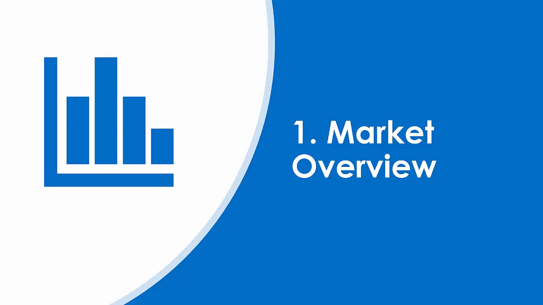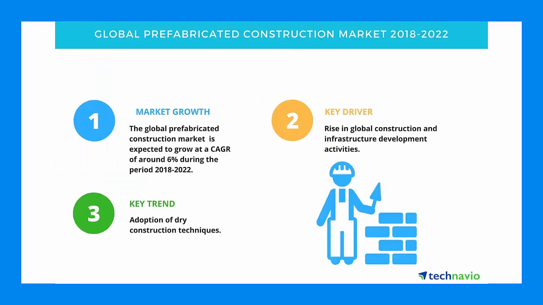Okay, so let's start with this market overview. Here we're looking at the global perspective, and these are just some key points to take away from the market in a global sense. Looking at growth figures in the first point here, you can see the global prefabricated construction market is expected to grow at a compound annual growth rate of around 6% during the period 2018 to 2022. So that's quite a healthy compound annual growth rate for a 4-year period. So it's looking good for the prefabricated construction market.